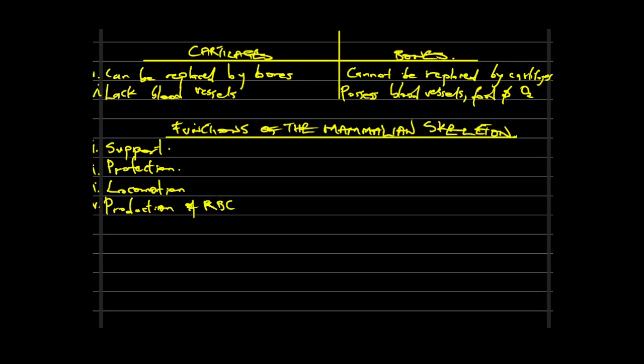Like I said, the red blood cells are produced in special cells of the long bone of the body called the femur. So that is where we have the production of red blood cells. And then we have the respiratory movement. That is another function.